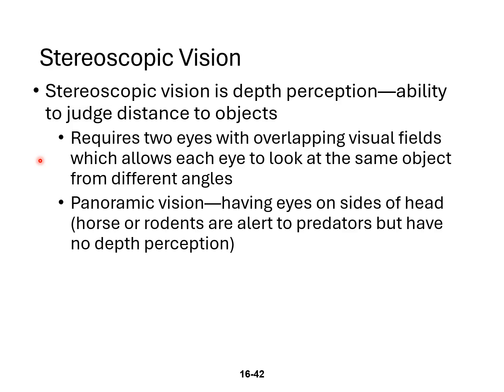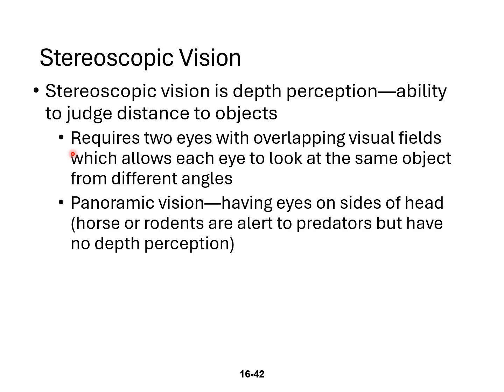So finishing up with stereoscopic vision. Stereoscopic vision allows us to see depth perception. It's how we can judge distance to other objects. It requires both of our eyes to overlap. So when you look forward, your left eye is going to pick up a full range of vision. Your right eye is also going to pick up a full range of vision. And how they overlap and how the brain interprets that overlapping is how we can have depth perception.